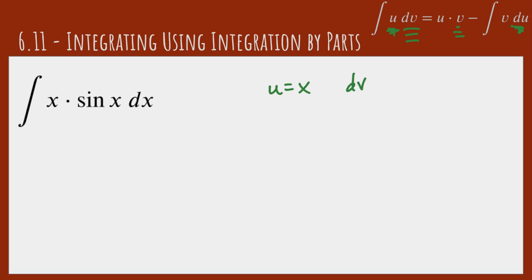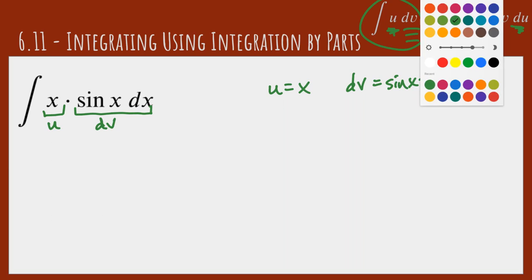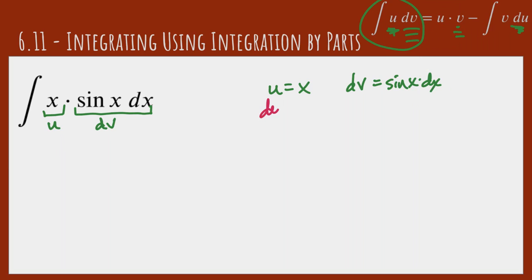I do want to point out that this entire thing here has to be dv, and this right here is going to be u, because our integral to start with needs to be u times dv. So dv is going to be sine of x dx. So then the next step, in order to use this formula, we need the derivative of u, which in this case is just dx, and we need the antiderivative of dv.